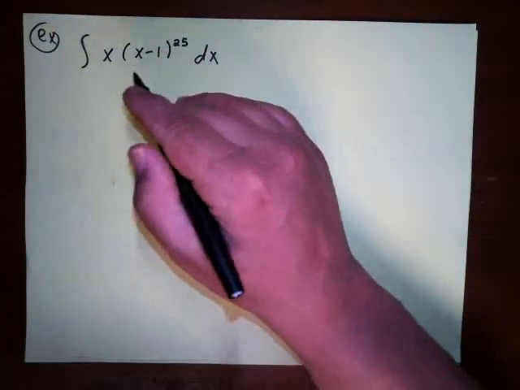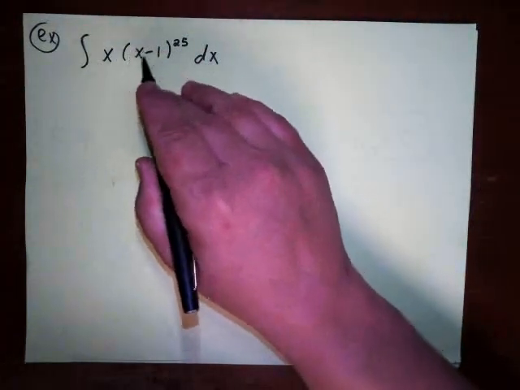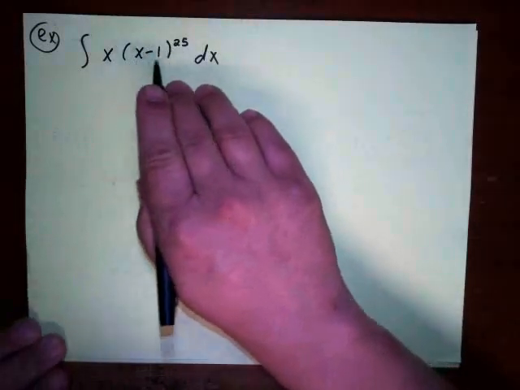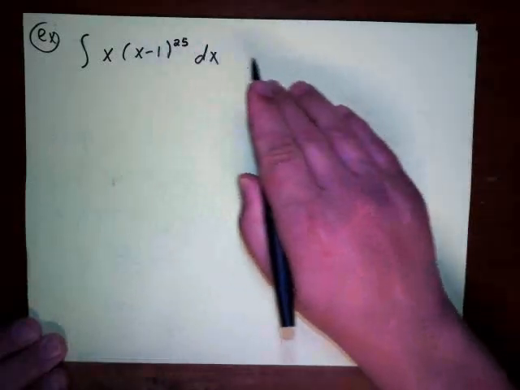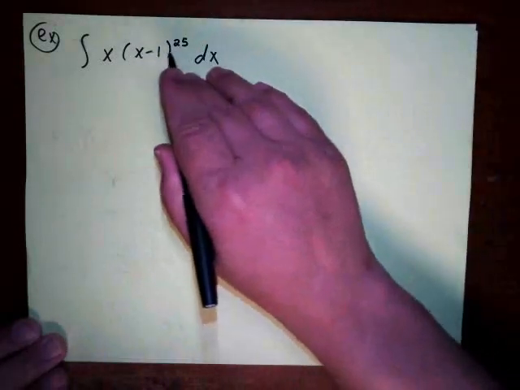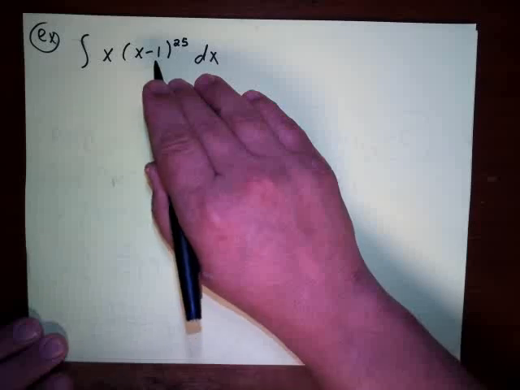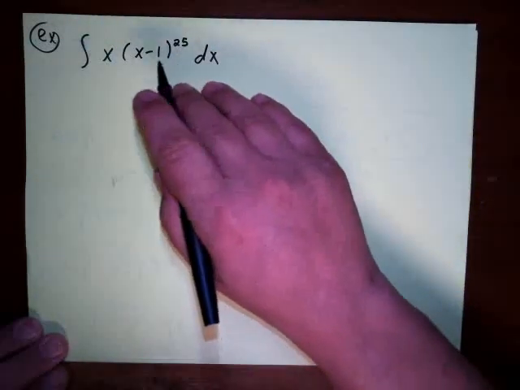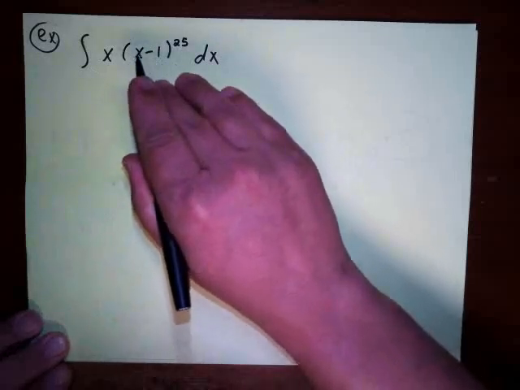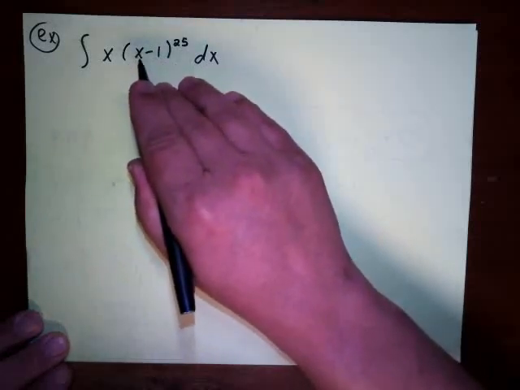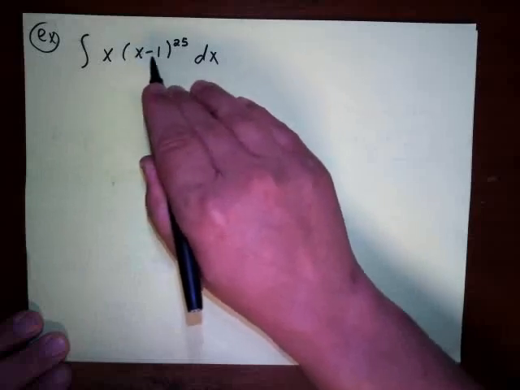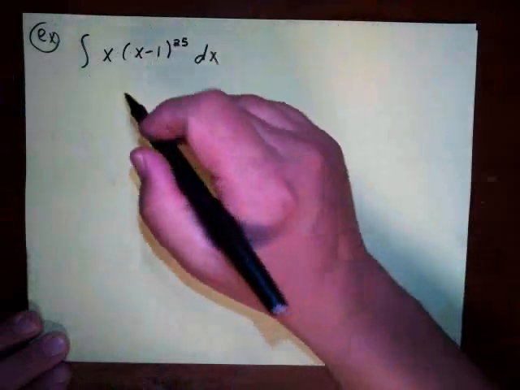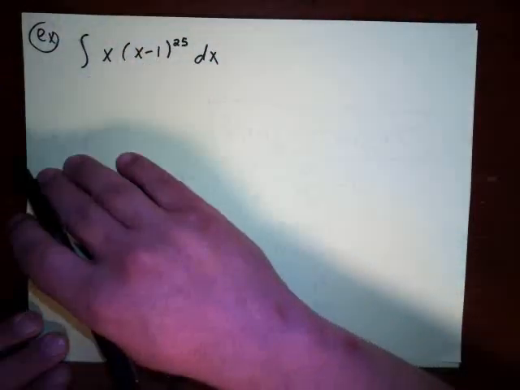This is something I could integrate: x times x minus 1 to the 25th power. I could integrate this by actually expanding this thing out, but that would be a huge thing with a bunch of terms. Imagine foiling x minus 1 together 25 times. That's unreasonable. Now, I couldn't do a normal u substitution. If this were x squared minus 1 to the 25th and you had the x outside, again, you could do it, no problem, but they're both x's.